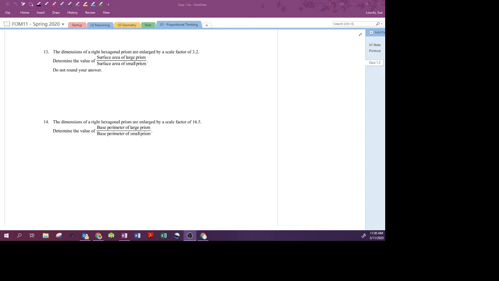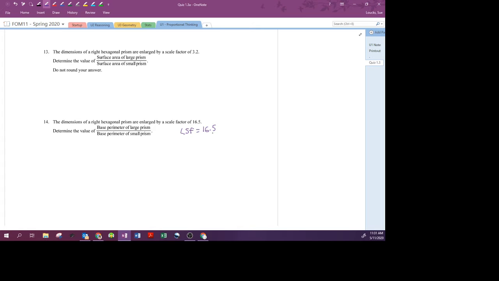The dimensions of a right hexagonal prism are enlarged by a scale factor of 16.5. So unless we're specifically and explicitly told that the scale factor is something other than the linear scale factor, we're always going to assume it's the linear scale factor. So we know here that the linear scale factor is 16.5.